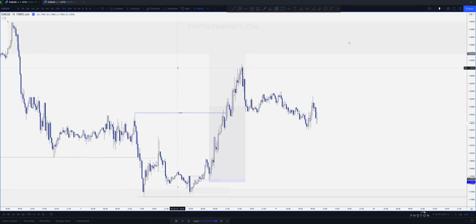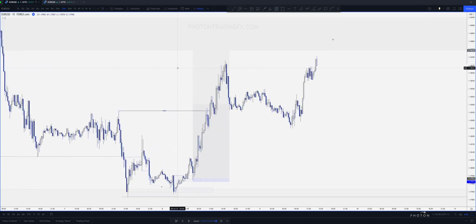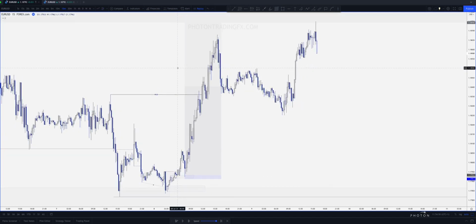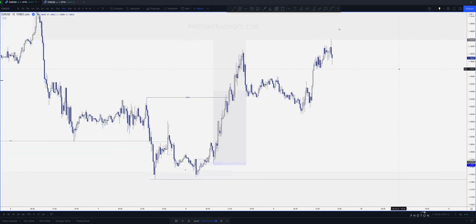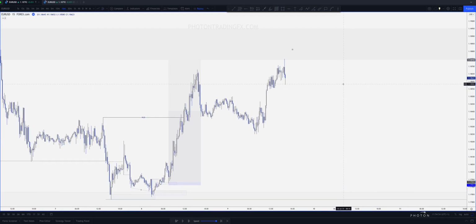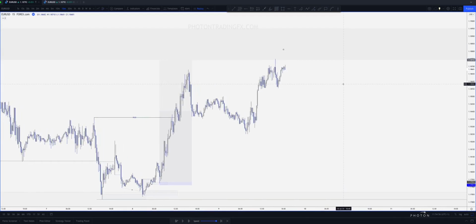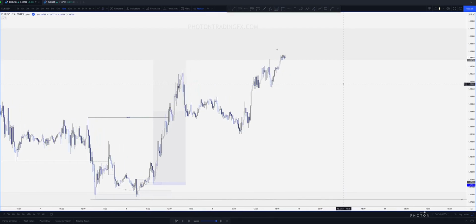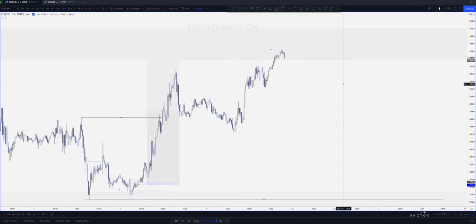So really what we want to be looking for is price to then pull into supply, and then we can start to look for signs that price is starting to break down to the downside. That can give us an indication, right, that the 4-hour lower high may be in place. So still pretty much bullish at this point, right? It just formed another higher low.